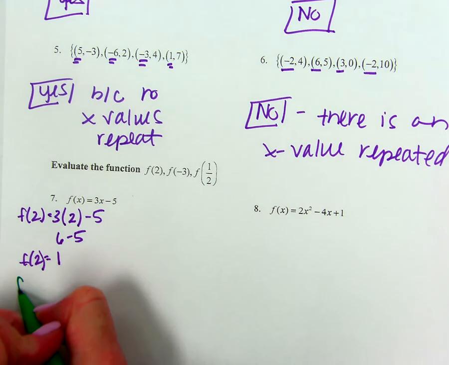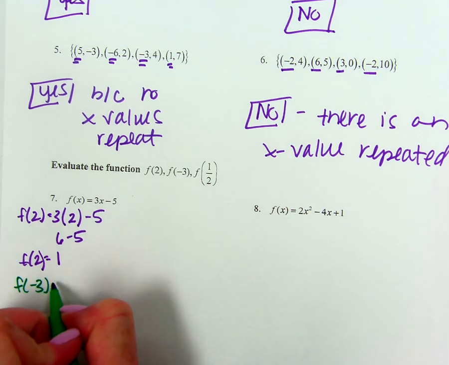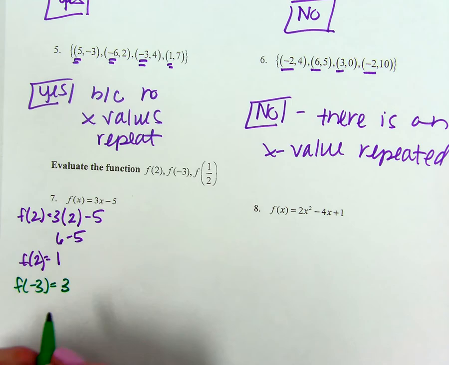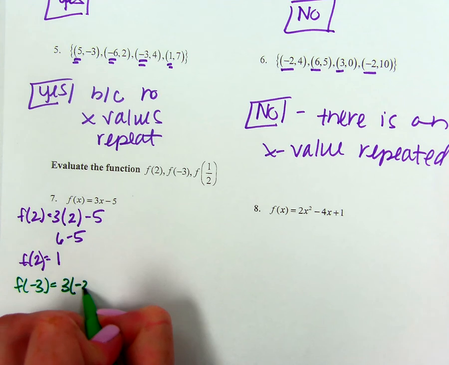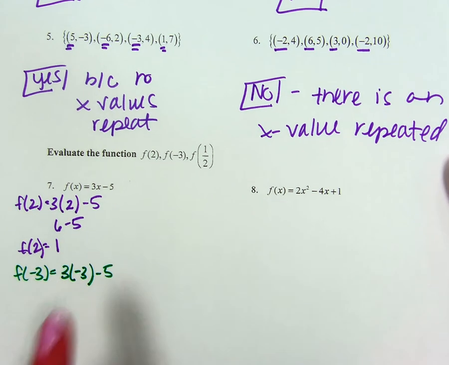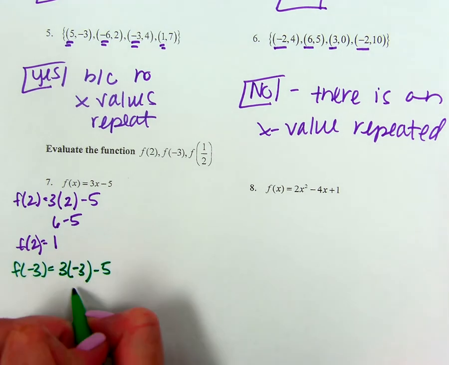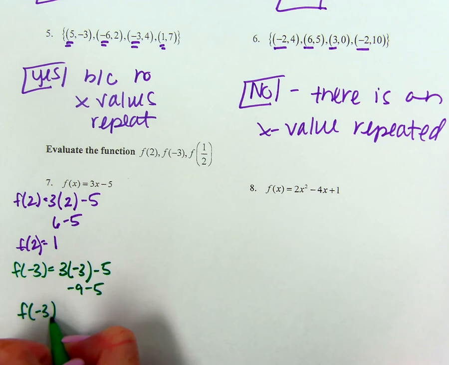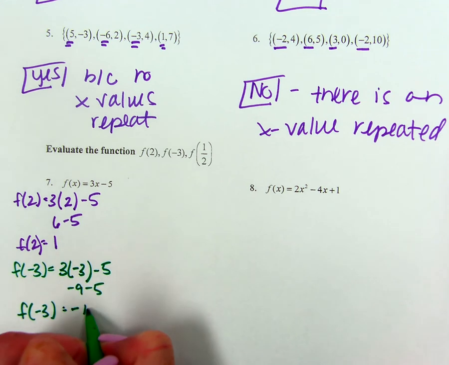So I'm going to do the same thing with -3. So I have f of -3 equals, so I'm going to take 3x minus 5, and I'm going to put in my notation 3 times -3 minus 5. So that becomes -9 minus 5. So f of -3 equals -14.